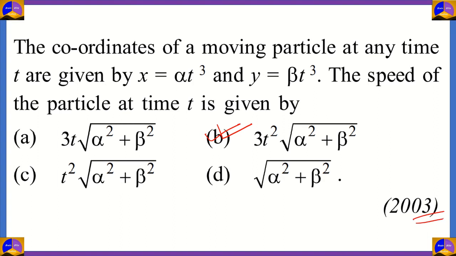First we are given the distances with respect to time. So we take their first derivative to find the velocity components along the x and y axes, and then add the squares to get the squared value of the total velocity, and then take the square root to get the speed of the particle at time t.